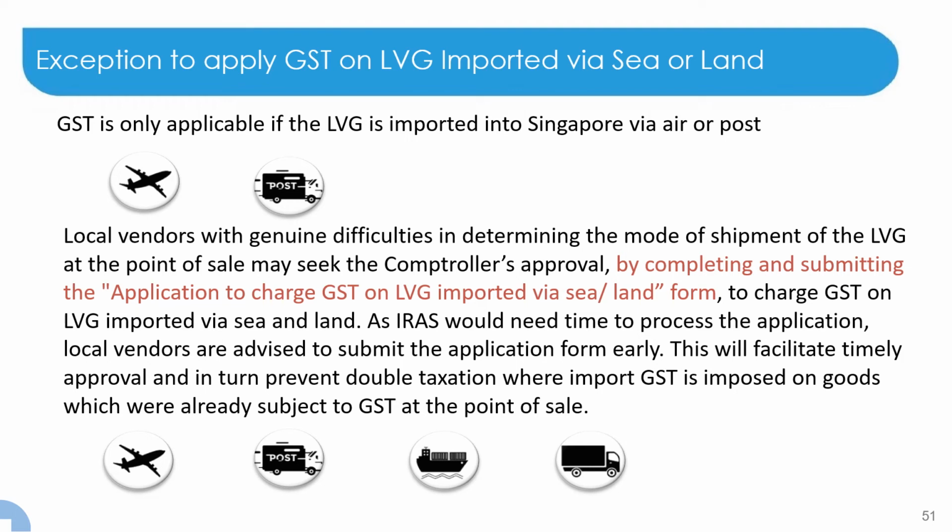Local vendors with genuine difficulties in determining the mode of shipment of the LPG at the point of sale may seek the Controller's approval by completing and submitting the application form to charge GST on LPG imported via sea and land. As IRAS would need time to process the application, local vendors are advised to submit the application form early.